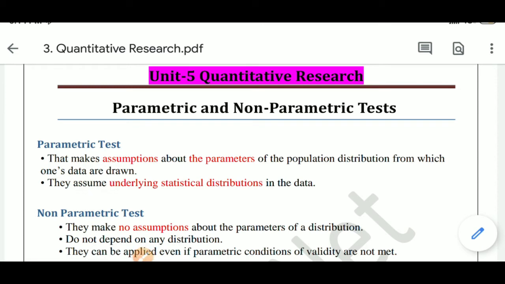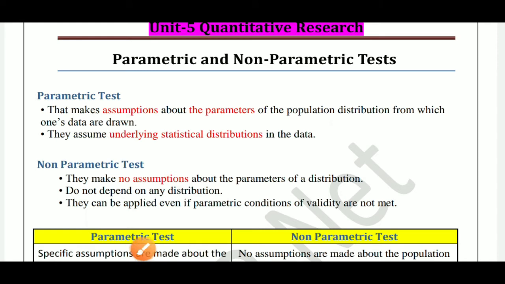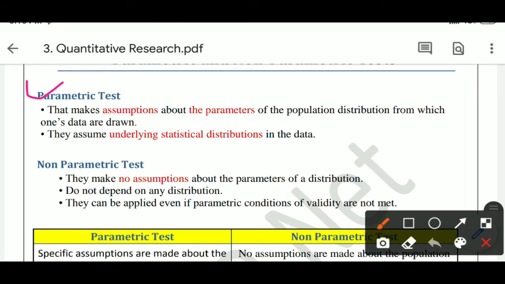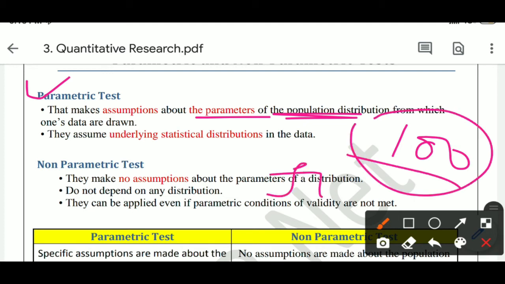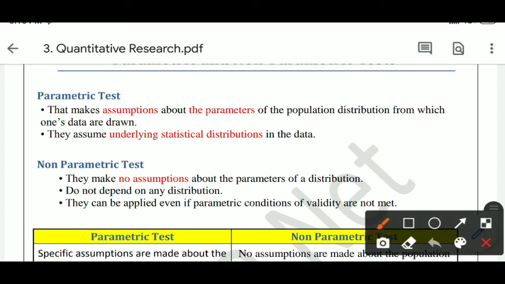So the first is the parametric test, that makes assumptions about the parameters of the population distribution from which one's data are drawn. So we use this parametric test when we just make assumptions about the parameters of the population. Like the sample is 100, you are taking 50, something like that. You make the assumption about these 100 parameters, you find out the characteristics, that what's the validity or not validity about the population. So they assume an underlying statistical distribution in the data.